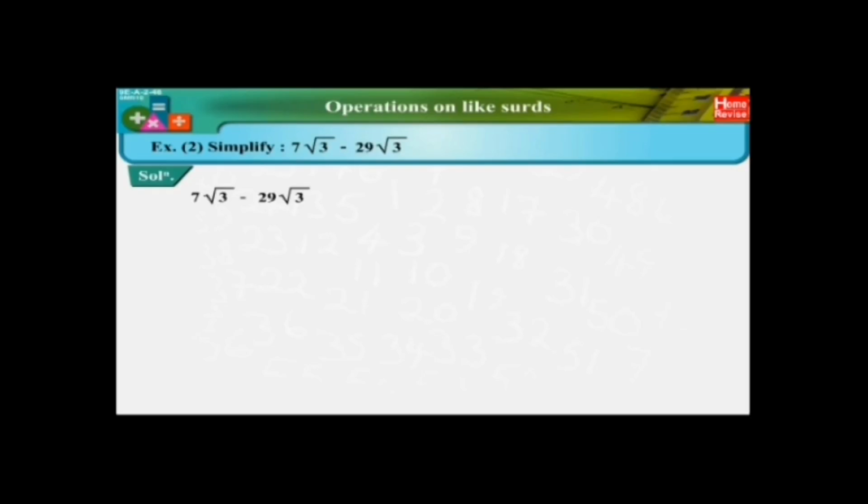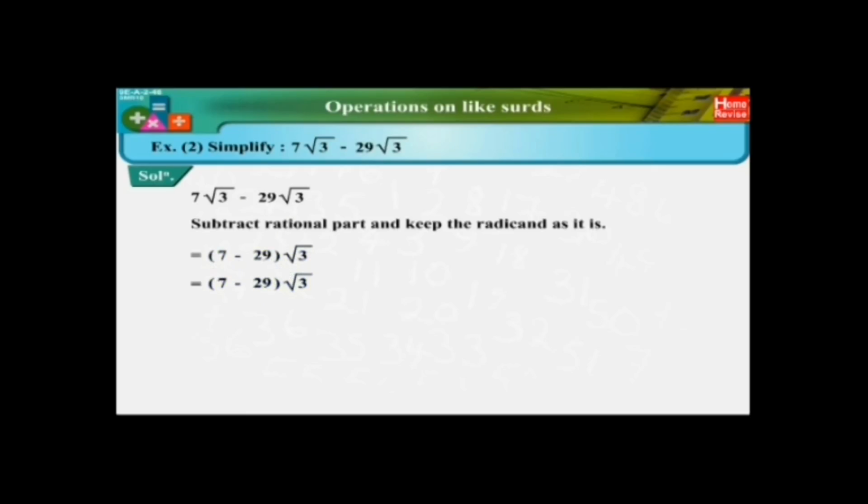2. 7 root 3 minus 29 root 3. Subtract the rational part and keep the radicand as it is. So (7 minus 29) root 3, which is equal to minus 22 root 3.